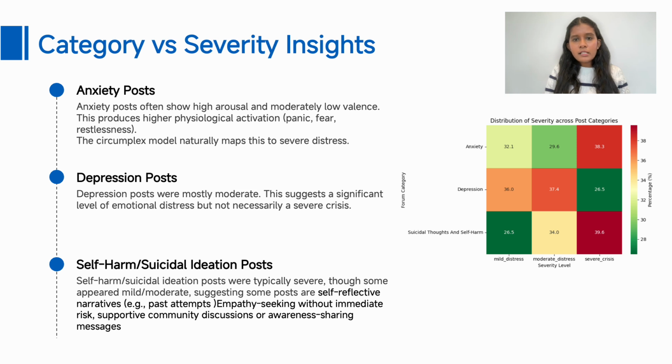Depression posts clustered mostly in the moderate category, which suggests a sustained emotional burden but not always crisis intensity. These users may need support and intervention but are not necessarily in acute danger. Self-harm and suicidal ideation posts did align strongly with severe crisis, but interestingly, a noticeable portion appeared mild or moderate. When I examined such posts more closely on the Beyond Blue website, many turned out to be self-reflective stories about past attempts, empathetic community discussions, or awareness or coping related messages rather than immediate risks. So this indicates that not every post labeled self-harm represents an active crisis.